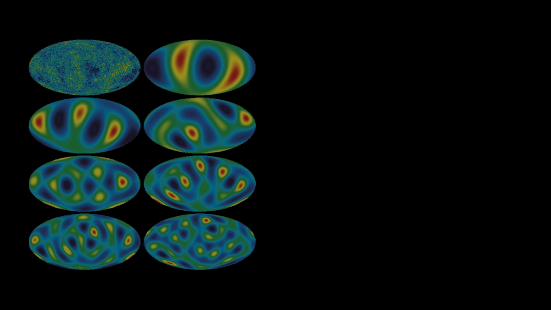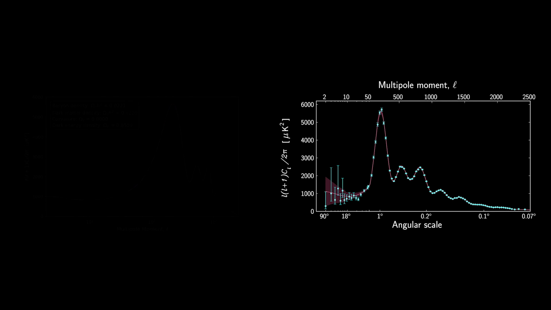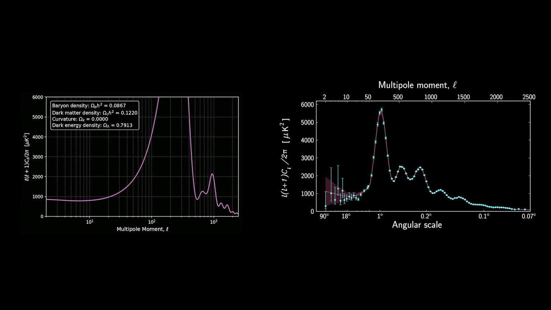To analyze the remaining structure, the true temperature fluctuations, we average the squared magnitudes of the coefficients C_LM over all m for each L, and multiply the result by L times L plus 1 divided by 2 pi. This gives us the so-called power spectrum of the CMB. Different cosmological models, with different amounts of visible matter and dark energy, predict different power spectra. Comparing these theoretical predictions to the observed spectrum therefore allows us to infer the composition of our universe and even determine its large-scale curvature.